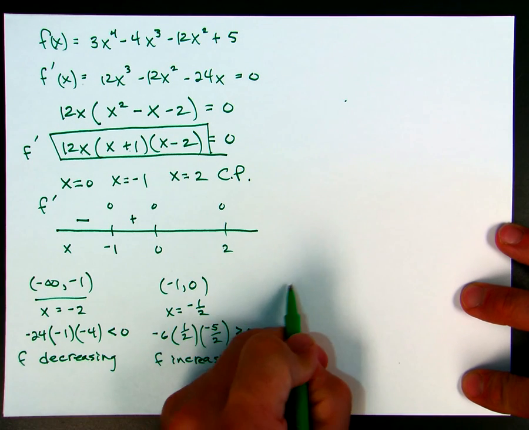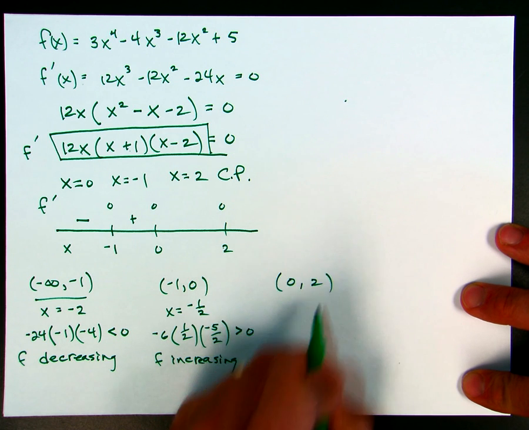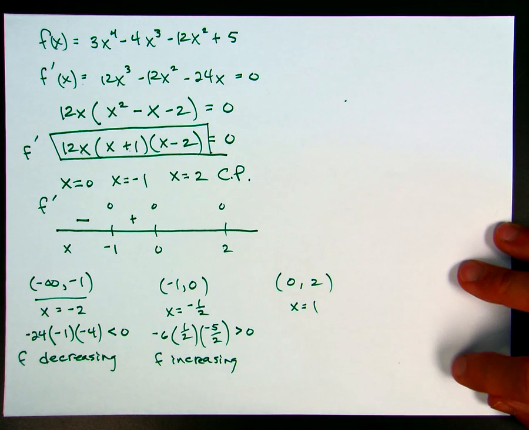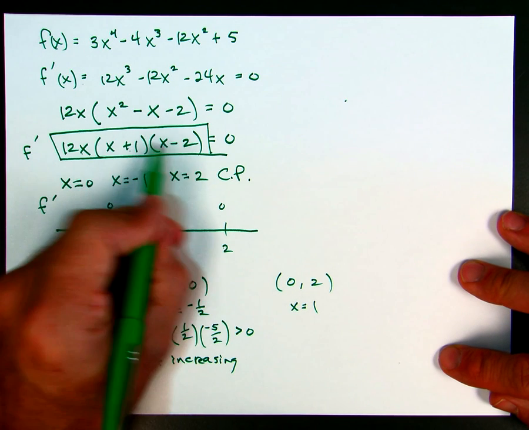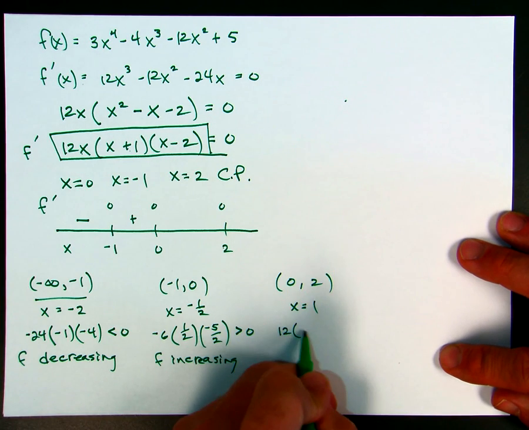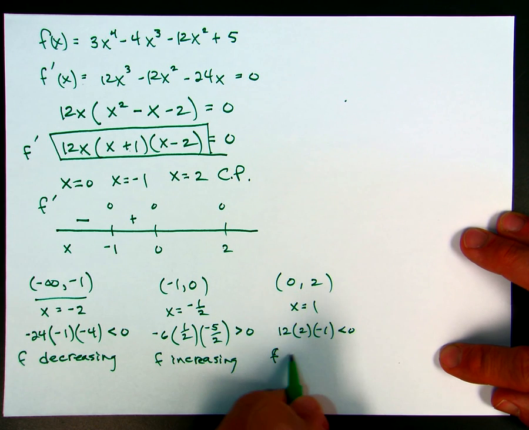Okay, now looking at the next interval, I've got 0 to 2. I can choose x equals 1. That's in the interval, and I put it in here for x. I get 12 times 2 times -1. That's negative, and f is decreasing.